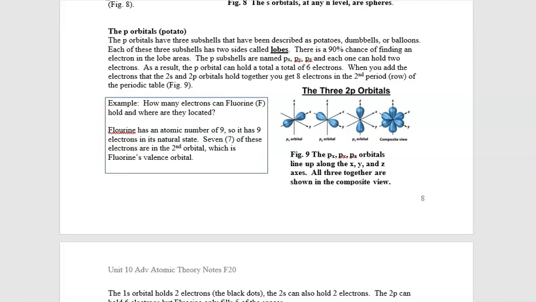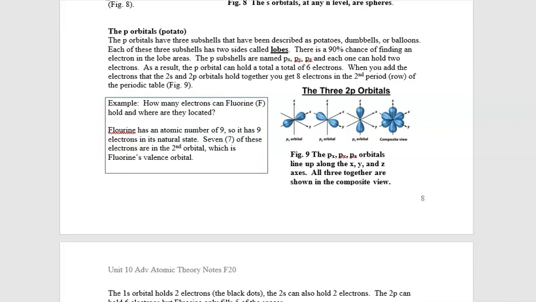The p subshells are named px, py, pz, and each one can hold 2 electrons. So think about that. You got 3 of those subshells, px, py, pz, and each one can hold 2. That's a total of 6 electrons. As a result, the p orbital can hold a total of 6 electrons. When you add the electrons that the 2s and 2p orbitals hold together, you get 8 electrons for the second period row of the periodic table. We've always said that the second row can hold 8. What we now know is that there's 2 different sub-energy levels that they can be held at, the s level and the p level.